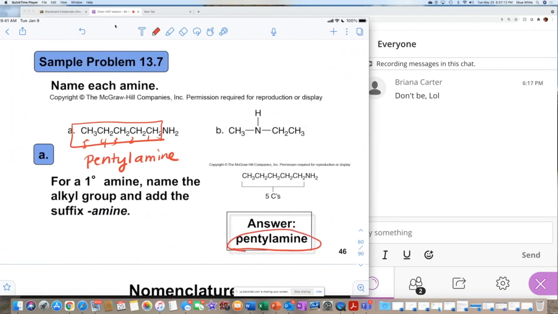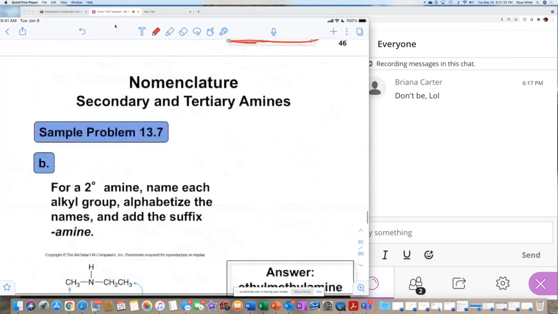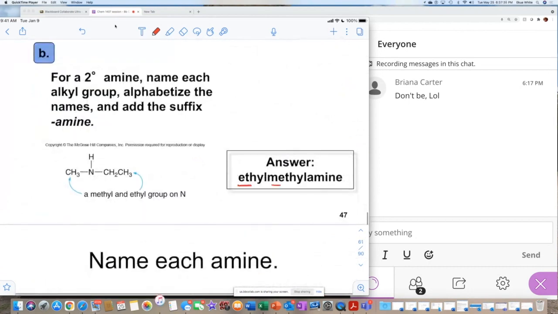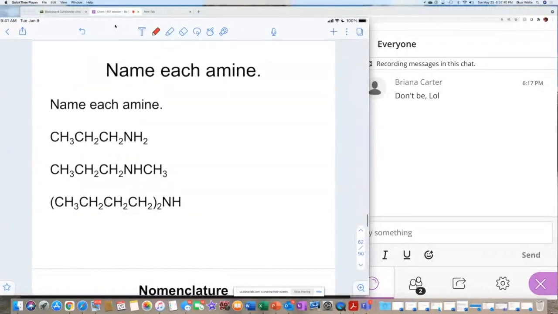Right, pentylamine. What about this one here? We have a methyl here. We have an ethyl here. So arrange in alphabetical order: ethyl, methyl, amine. Okay, that's what I think it will be. Let's see what they say. They get to it later on. Ethyl, methyl, amine. Yay. Okay, so we're going to be naming these.